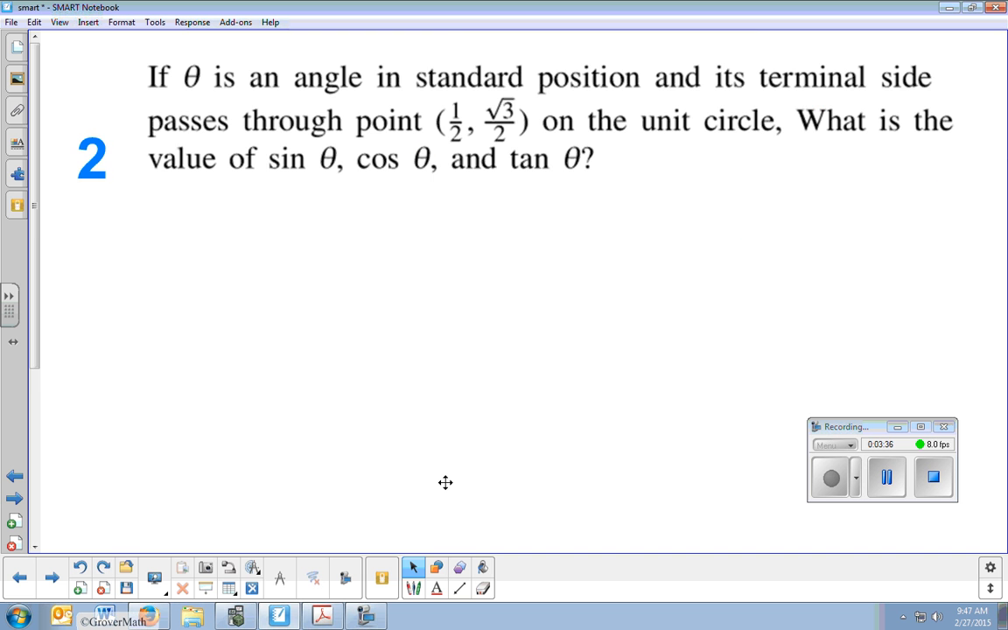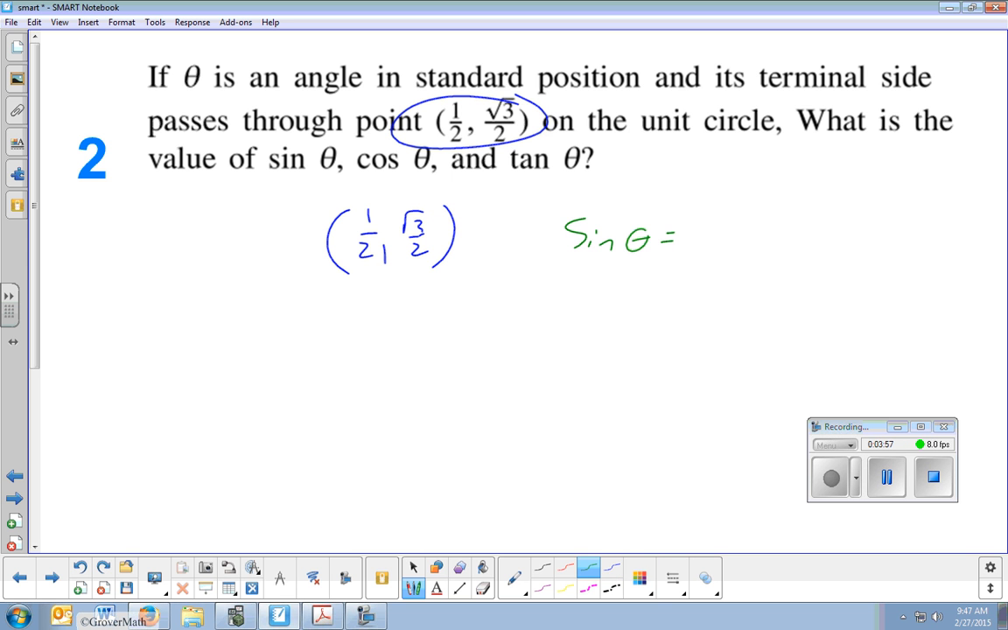Like, let me get to a quick example before I get to that table on the next page. If theta is an angle in standard position, terminal side on the unit circle, and so on. So you're given a coordinate right here, 1/2 comma rad 3 over 2. And this coordinate is on the unit circle. What that means is sine theta equals the y value, rad 3 over 2. And cosine theta equals the x value, 1/2. So if you have a coordinate on the unit circle, just write CS above it. Cosine is this, sine is this.